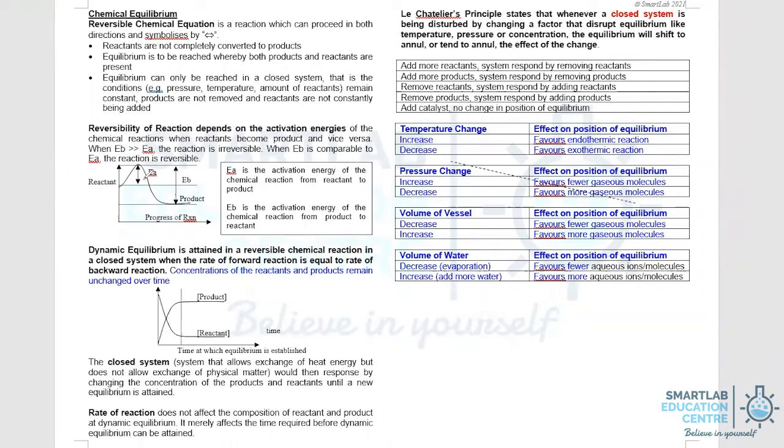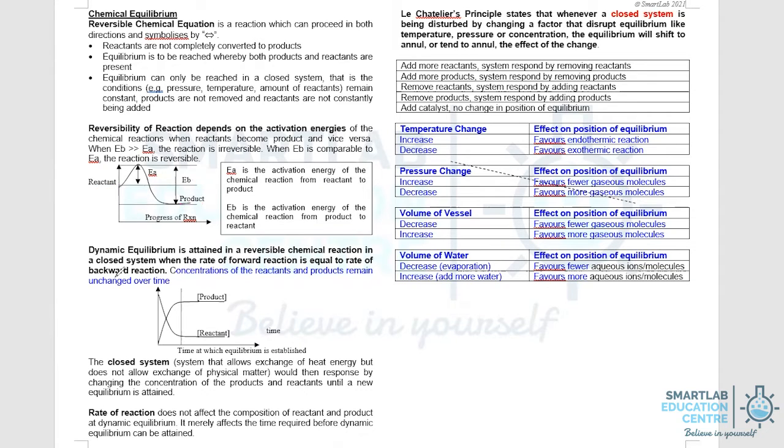Reversible chemical reaction. A reversible chemical reaction occurs when the forward activation energy, that is from reactant to product, and the backward activation energy, that is when product goes to reactant, are comparable. When the two values are comparable, it means that the reaction could move forward and it could also move backward.